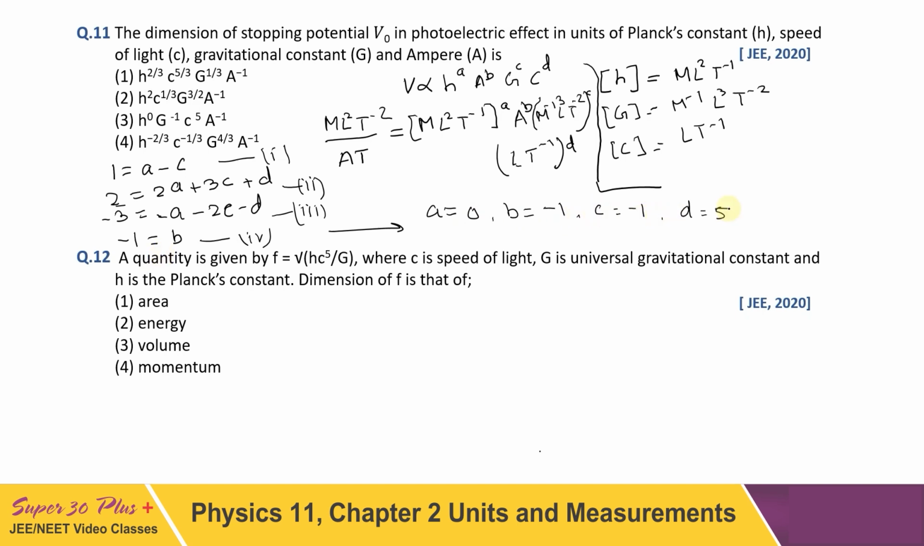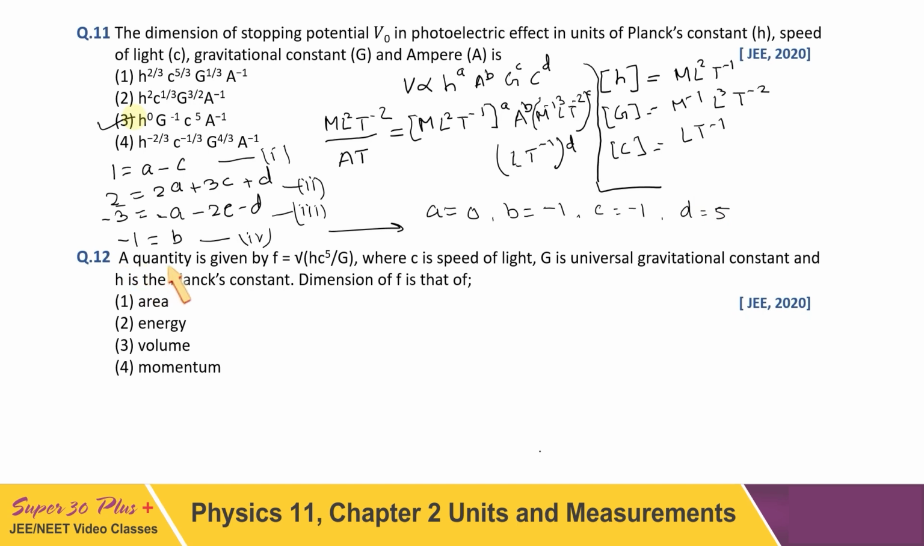Now check out your options. How is it appearing here? Which option is correct? h is having power 0, A is having power minus 1, G minus 1 and c 5. This seems to be option number 3. That is correct. Now come to question number 12.